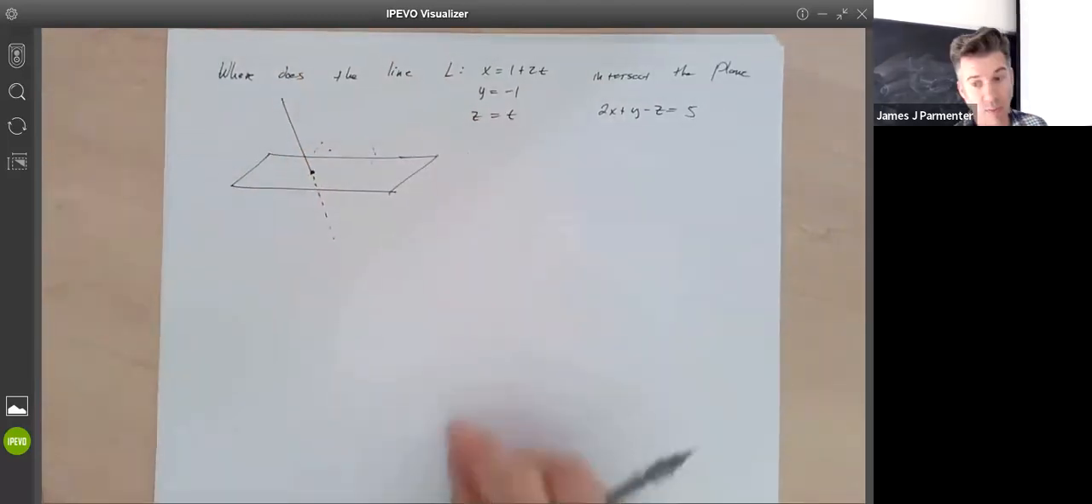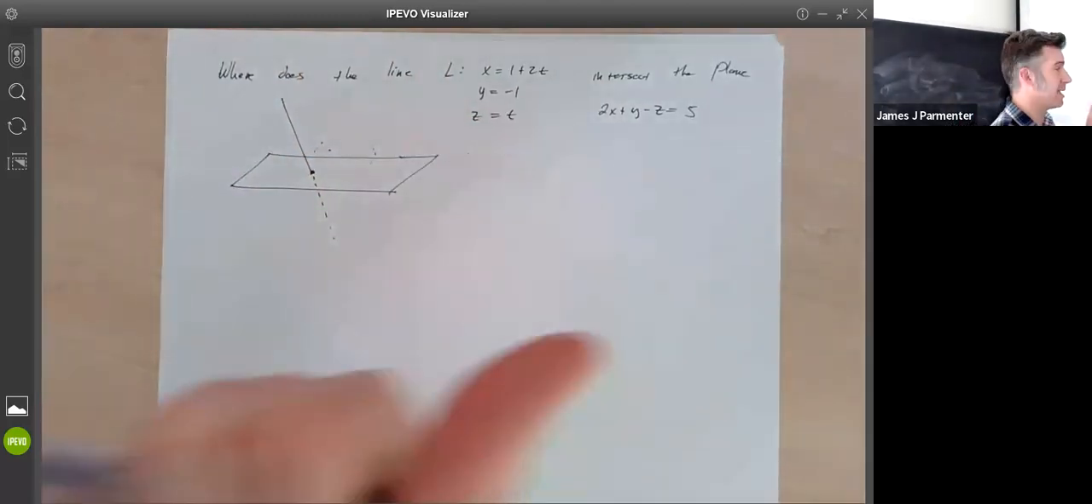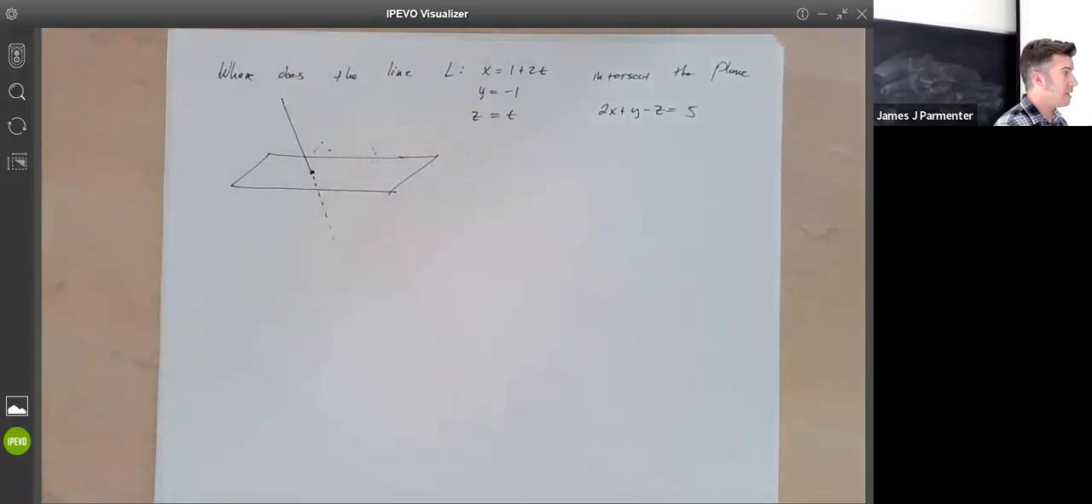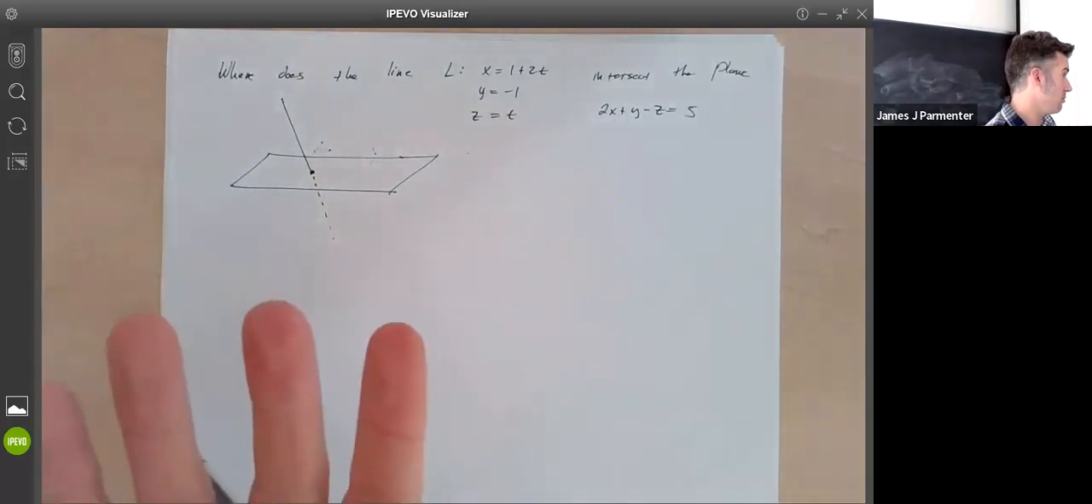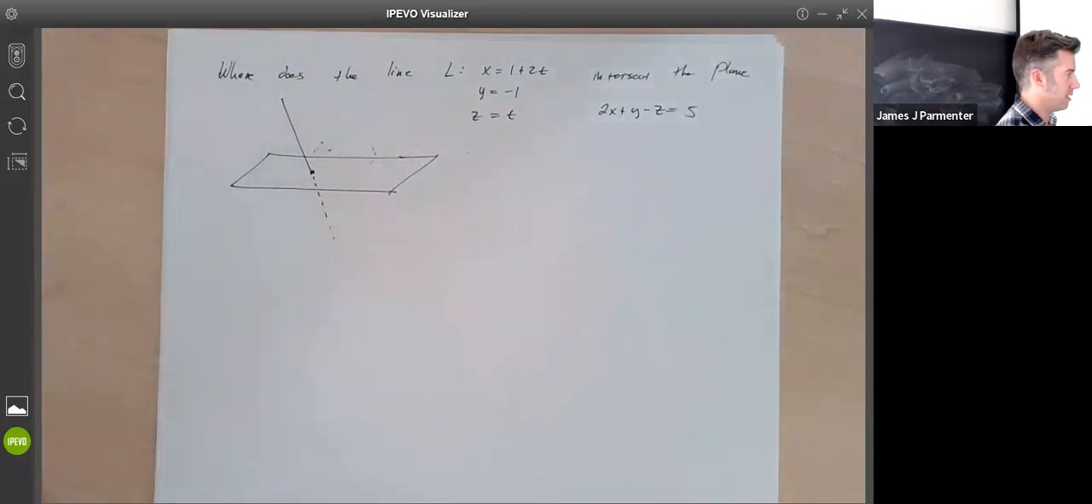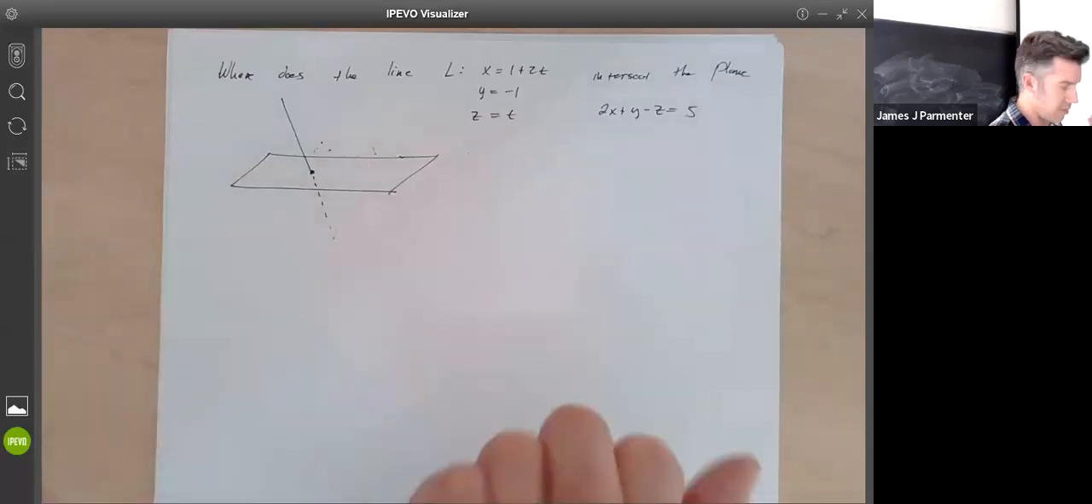And I should point out, it's possible that the answer is nowhere. Maybe the line is parallel to the plane. So if someone were not being very nice, they could ask where does this line intersect the plane, and the answer would be nowhere. I would hope they would say, find where this line intersects the plane, or if it does not intersect the plane, say that. I think this one intersects, but just something to be aware of.